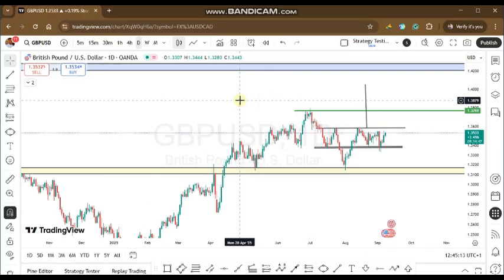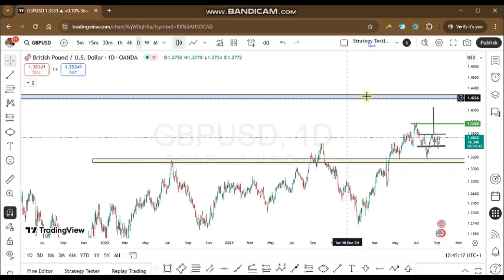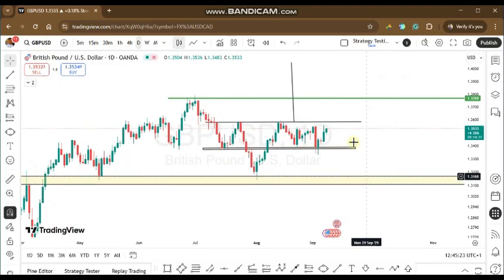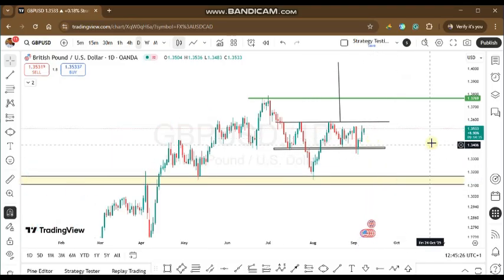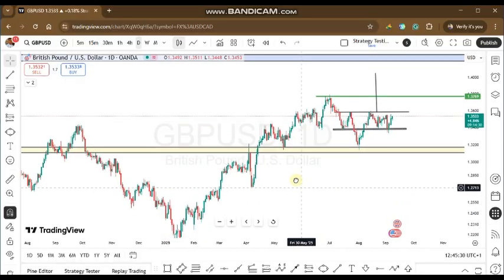This is our target. But I can see that my weekly zone is very close here. So I'm just going to let it touch the weekly zone, since my weekly zone is very, very close. Now, that first I want to share with you. The second one is I want to show you how everything will go in line now.